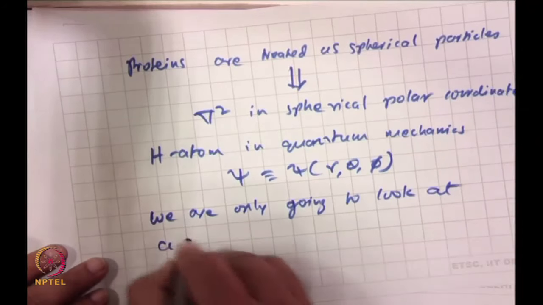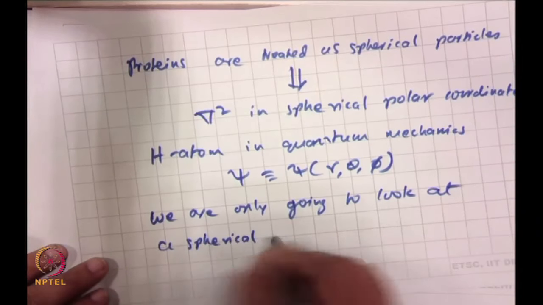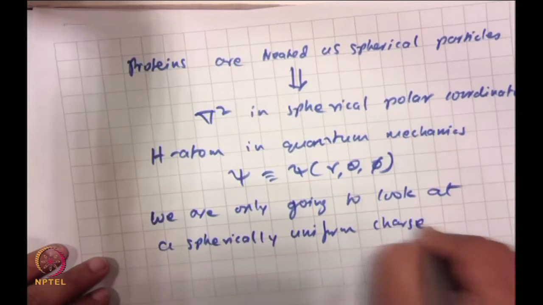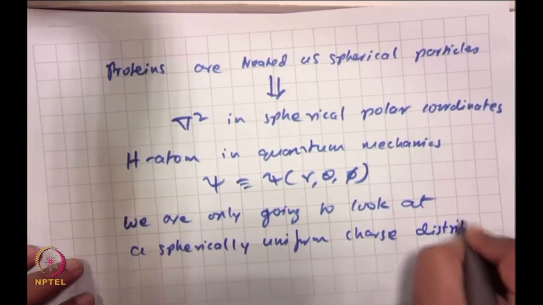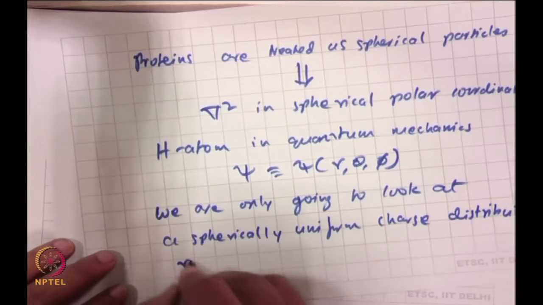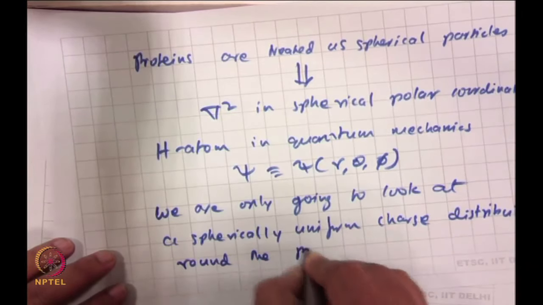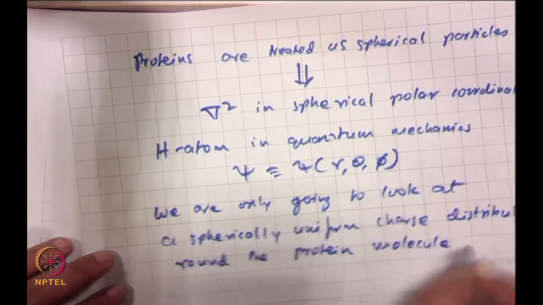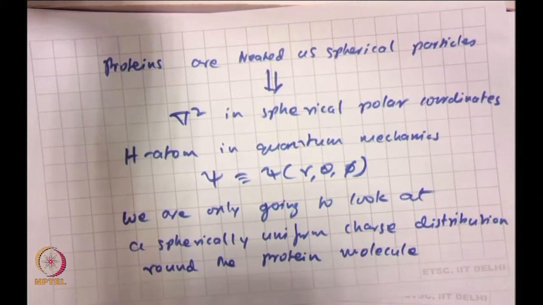So, here we are only going to look at a spherically uniform charge distribution around the protein molecule. What does this mean? Think about s orbitals. Do s orbitals have any theta and phi dependence? S orbitals do not have theta and phi dependence, because they are spherically symmetric. So, the same thing is going to happen here.